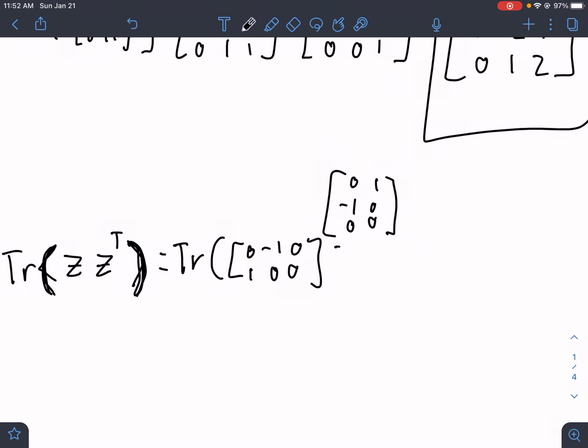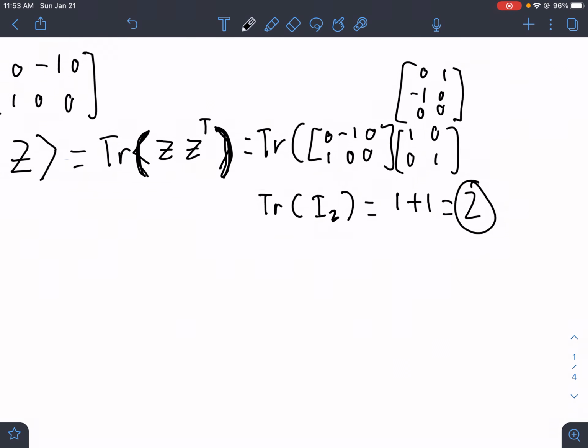And we get negative 1 squared here, which is just 1. And we get 0, 0, and this should be 1. So we get, really, this is just I2. So the trace of I2, this is the identity matrix of the second dimension. This is equivalent to 1 plus 1, because the trace is the sum of all the elements on the diagonal, which is just 2. So that's our answer for part 3.